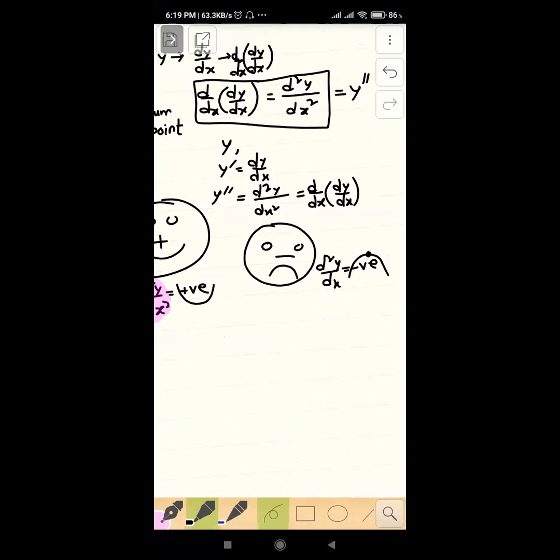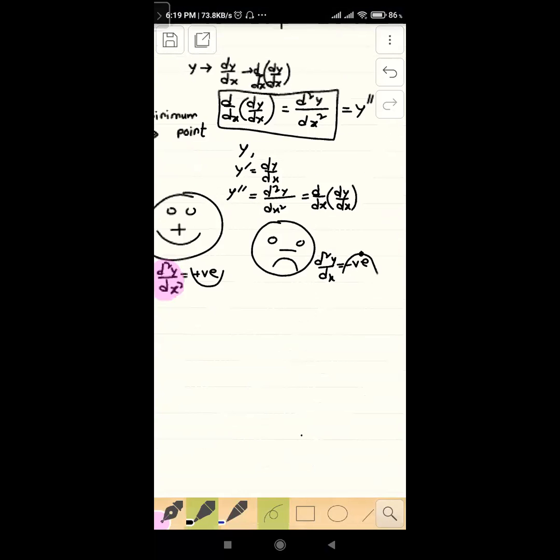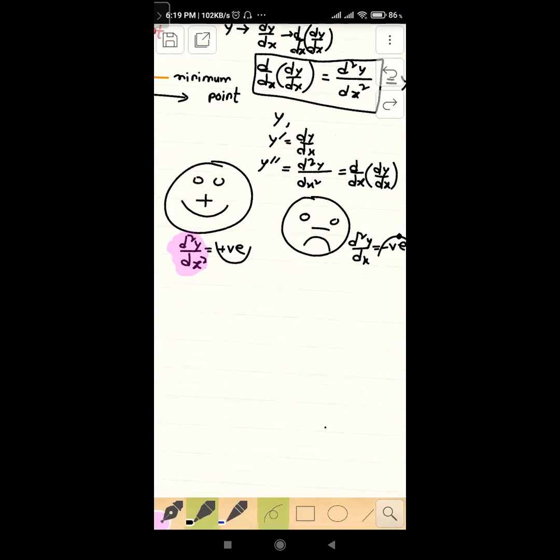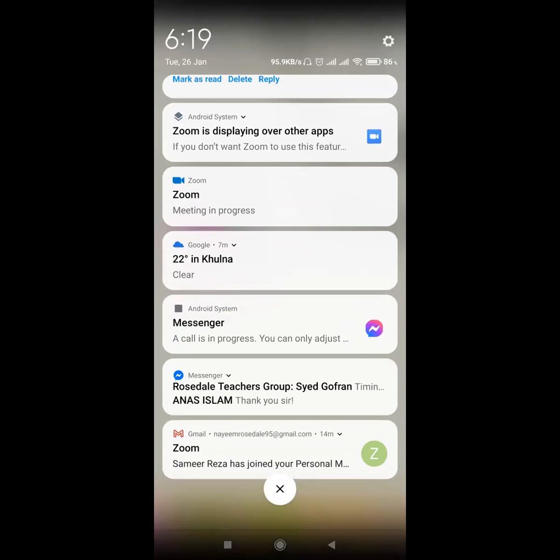Okay. So we were studying differentiation, and we have learned up to the double differentiation. Now let's look at an example of what we have learned.